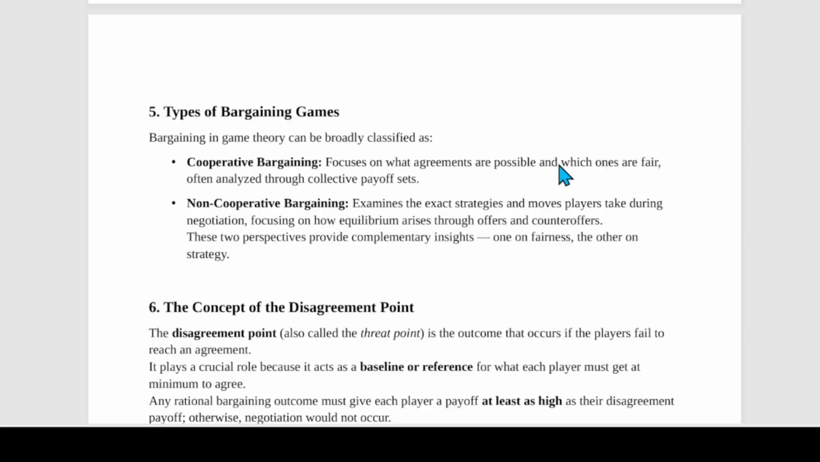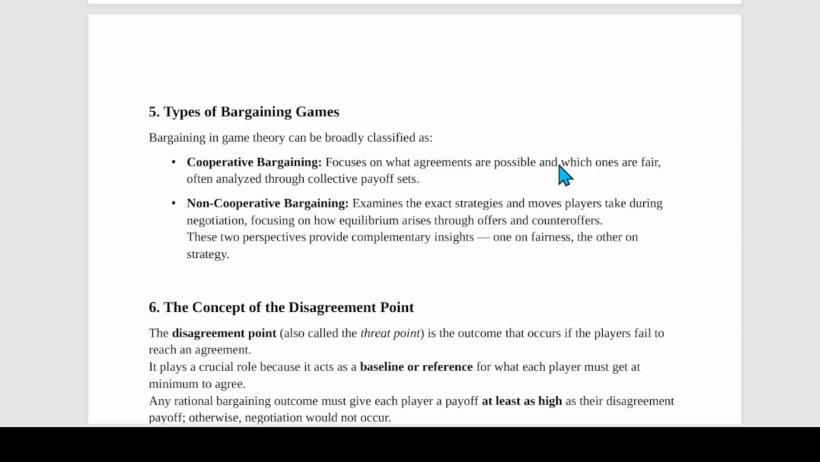And non-cooperative bargaining basically means that you have an exact strategy, a particular strategy thought out for your offer or your counter offer. It's about what you have to do, not a fair division obviously, but for the division of your benefit or in what direction the benefit should flow.